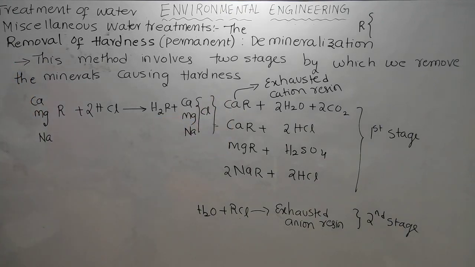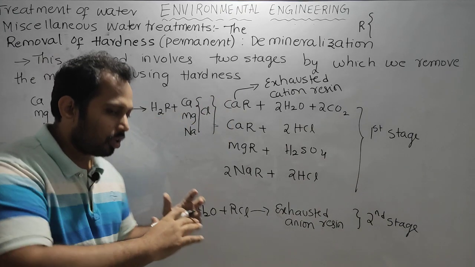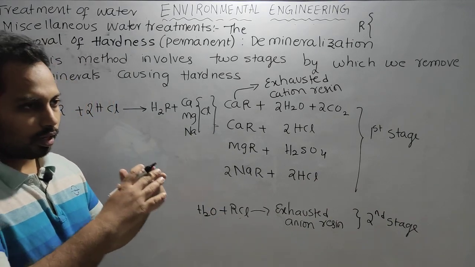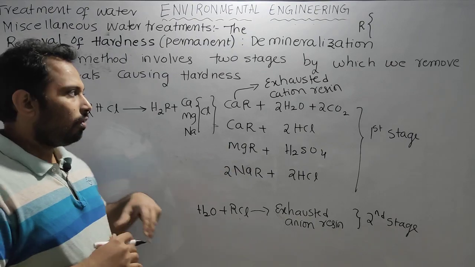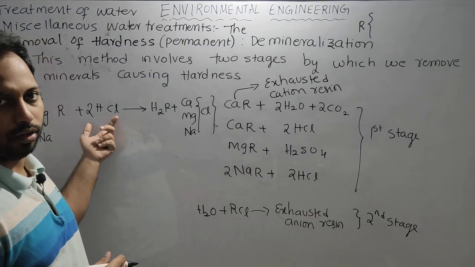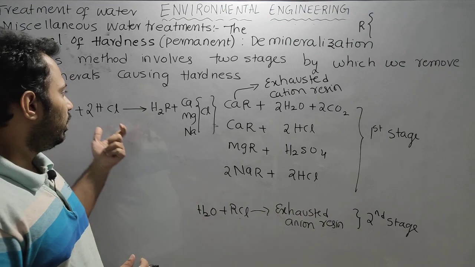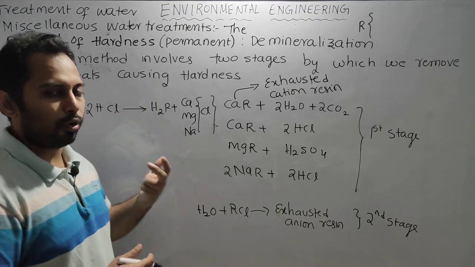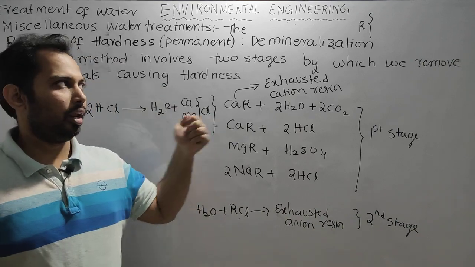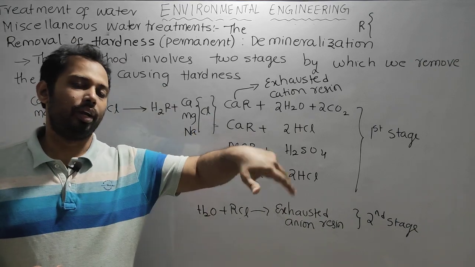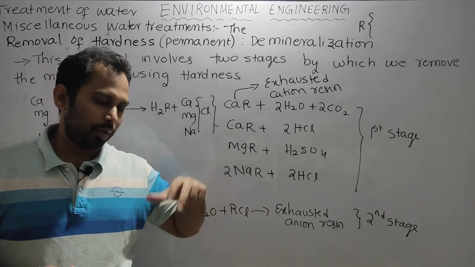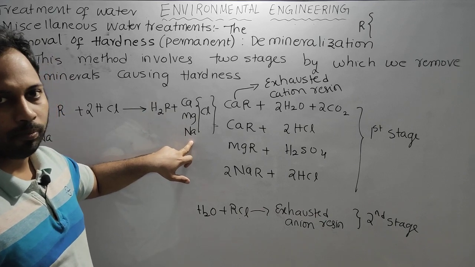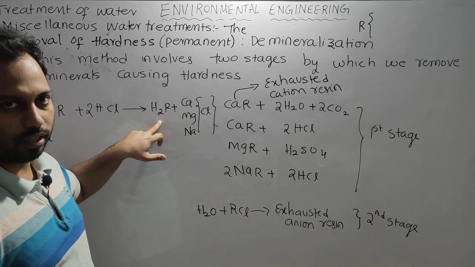Now what we do here is, once the treated water has left the chamber, we add the HCl to the residue. When we are adding this HCl, there won't be any water left in the demineralization chamber. All the treated water is taken out, and in the leftover water we add this in order to regenerate the cation exchange resin again.